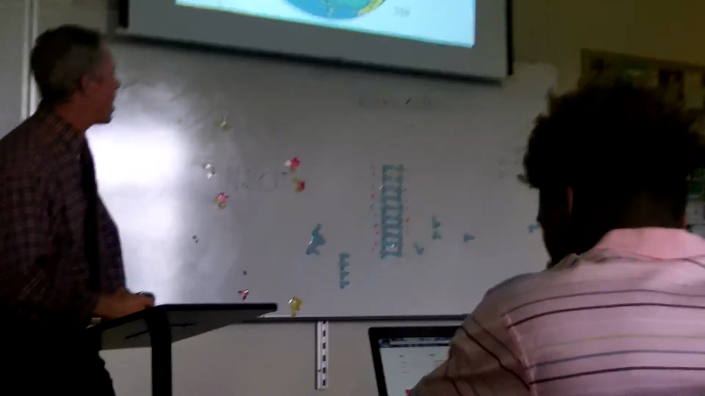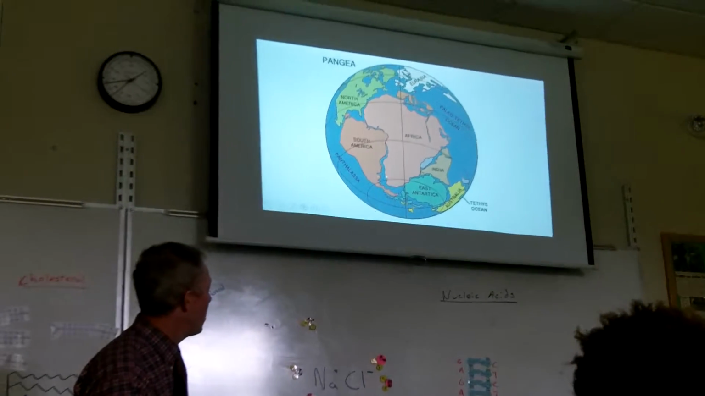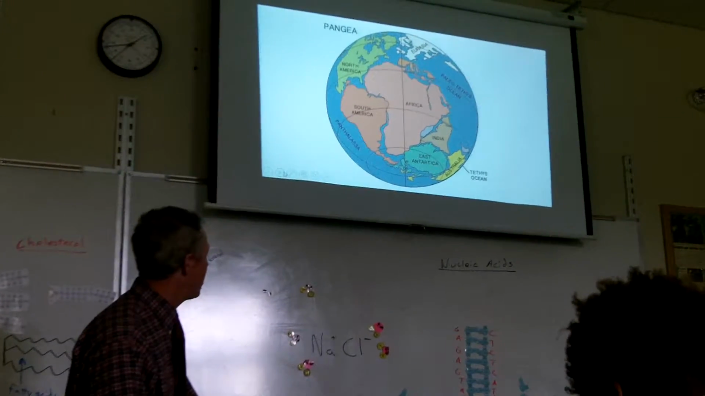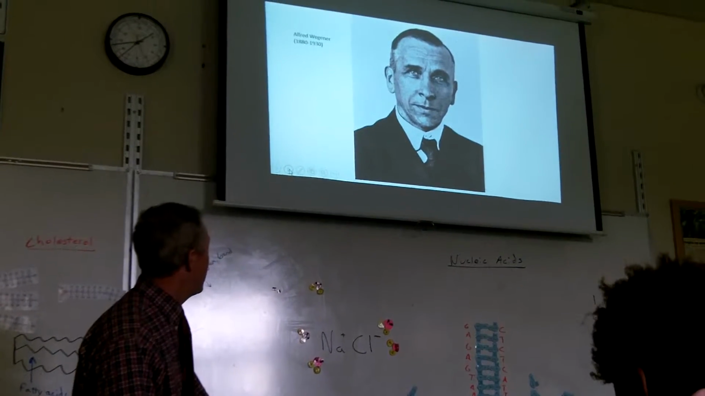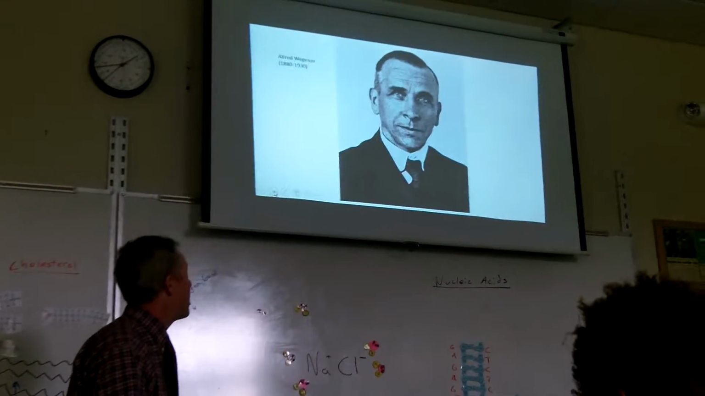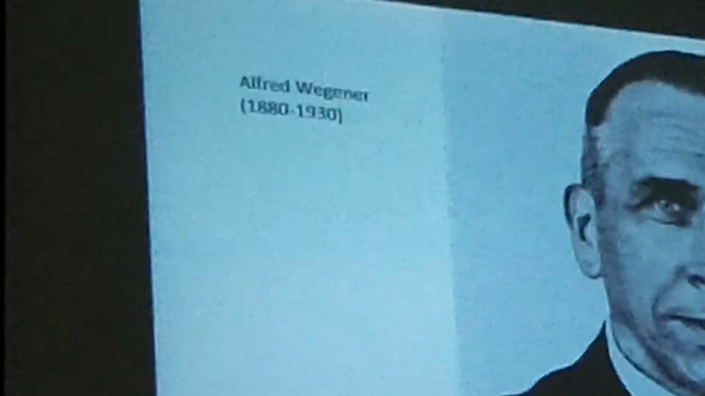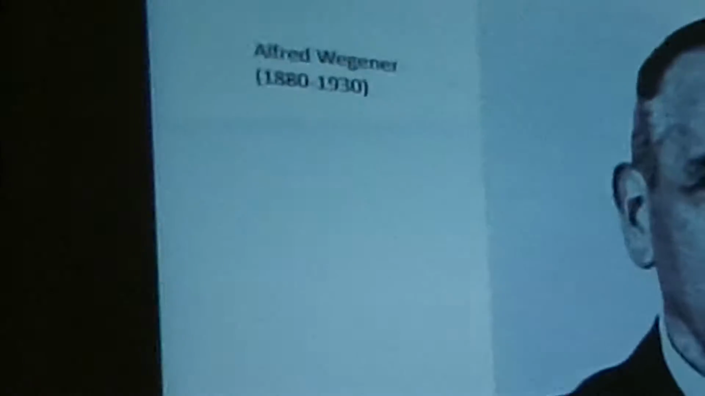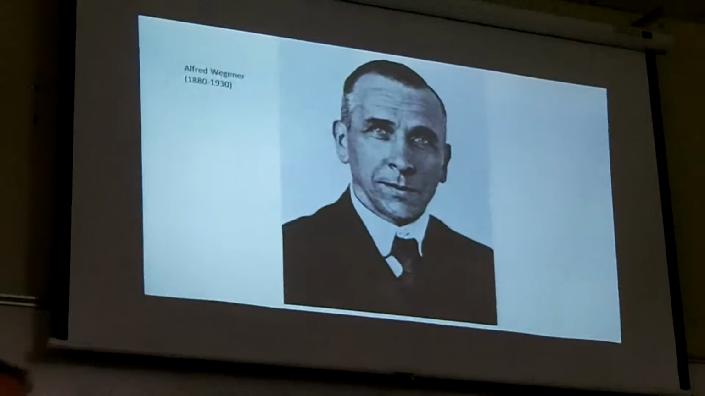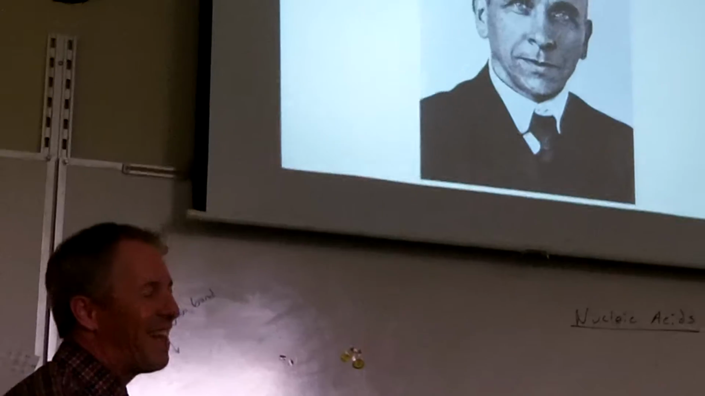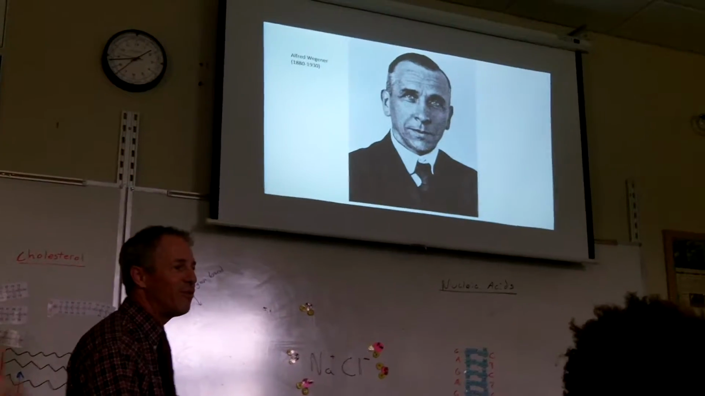Now, this was not always understood. As a matter of fact, people used to not believe it at all. Until this guy came around. His name's Alfred Wegener. It's actually pronounced Wegener because he was a German scientist. And he said that the continents move. And everybody kind of, nah, they don't move. They're too big. How are they going to move?